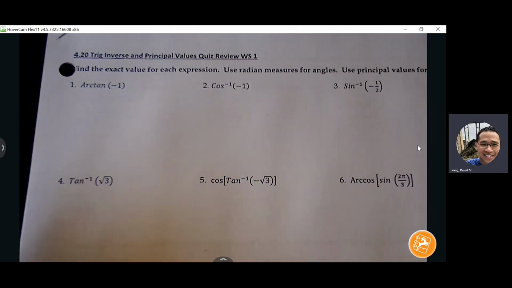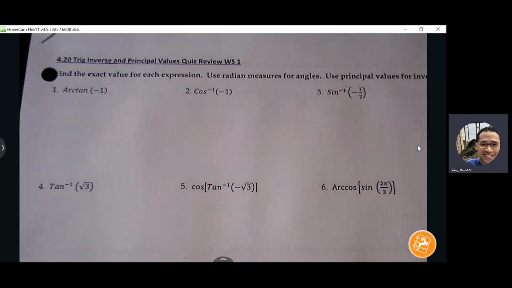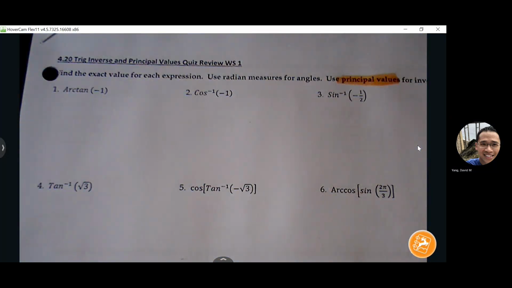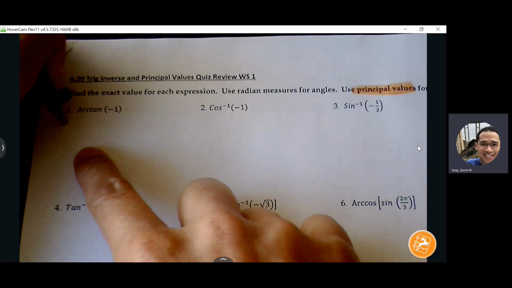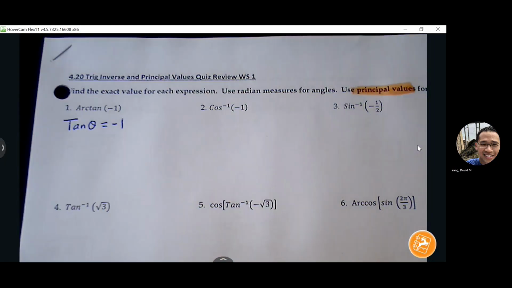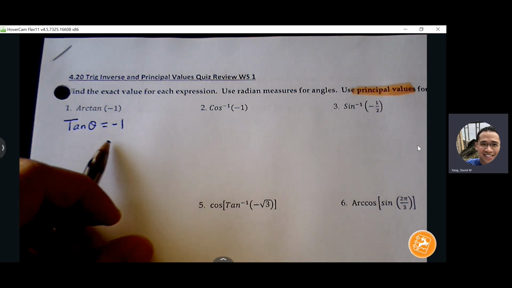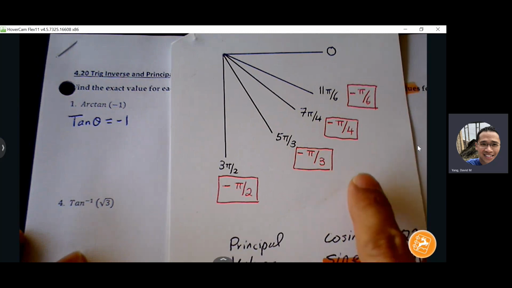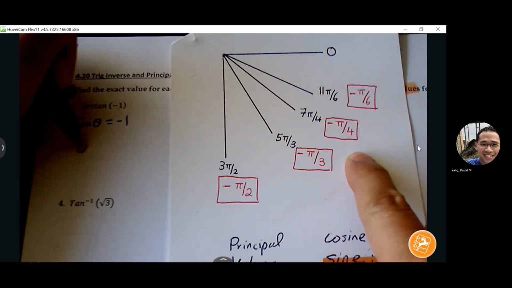Okay, so let's look at number 1, arctangent of -1. You see uppercase A, and we see the need for involving principal values. So in other words, where is tangent of theta equal to -1? Okay, so where's tangent of -1? This is going to be in the fourth quadrant, so therefore negative pi over 4.